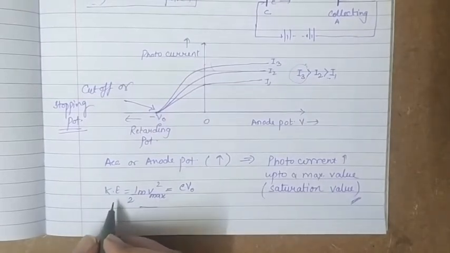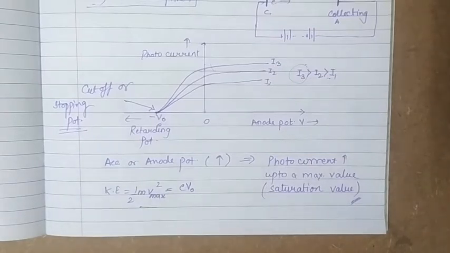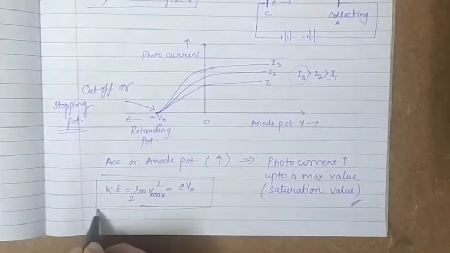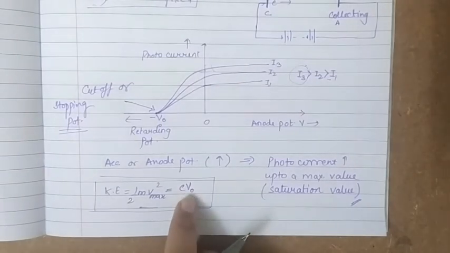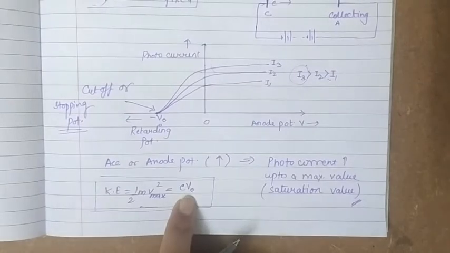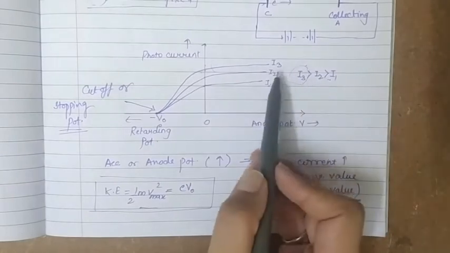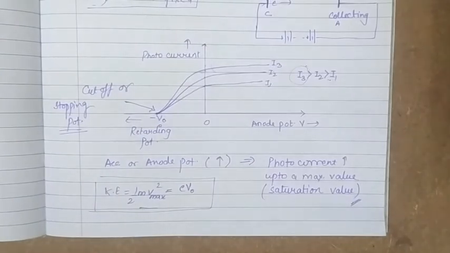So the kinetic energy of the fastest electron should be equal to the work done by the stopping potential, or we can say the kinetic energy of the fastest electron coming towards the anode plate, half m v max square, must be equal to eV0, where V0 is the stopping potential or cutoff potential and e is the electronic charge. Now, if we increase the intensity, the saturation value will increase, but the retarding potential will remain the same for a certain metal for a fixed frequency.